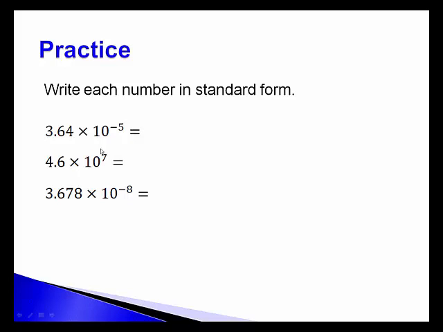Because the exponent in this one is a negative 5, we're going to move our decimal place to the left. Our first move is right there, so that counts as 1, and then we'll need to add 4 zeros out in front. That will give us 0.0000364 written in standard form.